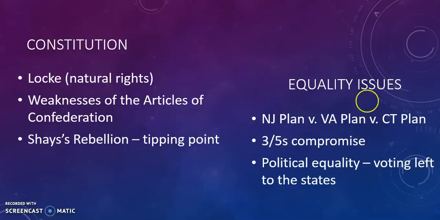You also have the issue with the 3/5 compromise. How do you count slaves?